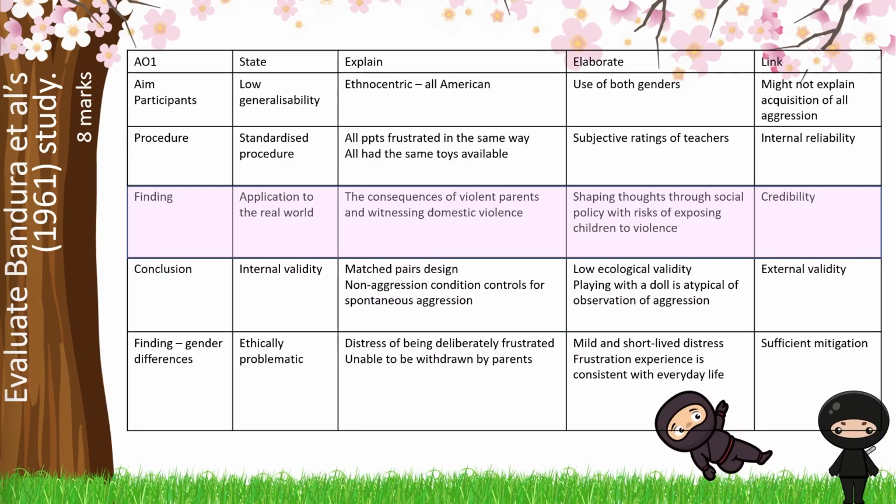You then want to talk about one of the findings, and we can move through and talk about the application to the real world. That this has applications in terms of the consequences of people who are witnessing domestic violence and therefore are more likely to be violent themselves.